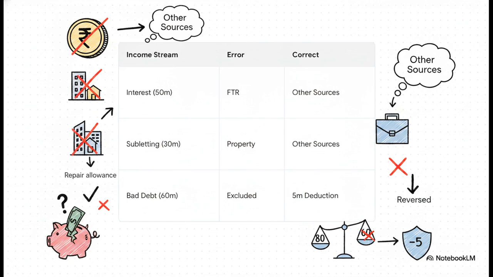Lastly, the branch recovered 60 million of a bad debt. The total original debt was $80 million, but only $15 million had been previously allowed as a deduction. Because the $60 million recovered is actually $5 million less than the $65 million unallowed portion, the branch is legally entitled to a 5 million rupee shortfall deduction under income from business. Talk about a silver lining.